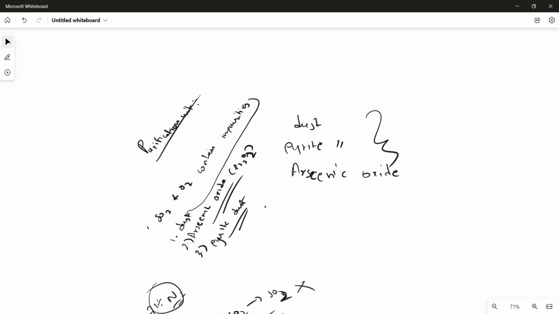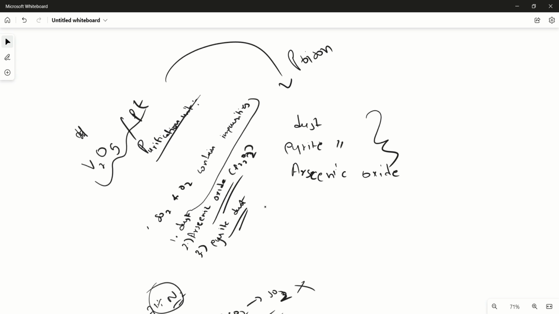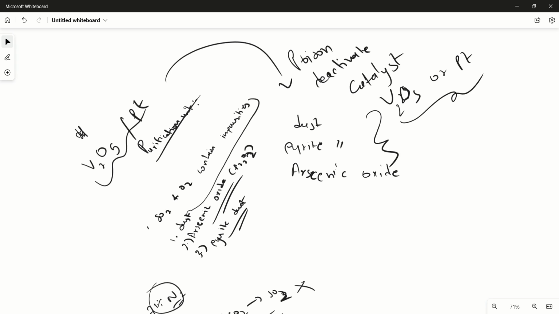Remember, in the contact tower, we use a catalyst called vanadium pentoxide or platinum. If we don't remove these impurities, they tend to poison or deactivate the catalyst, the V2O5 or platinum. Great. So that's the reason. The impurities present are dust, pyrite, and arsenic oxide, and we know the reason to remove them.